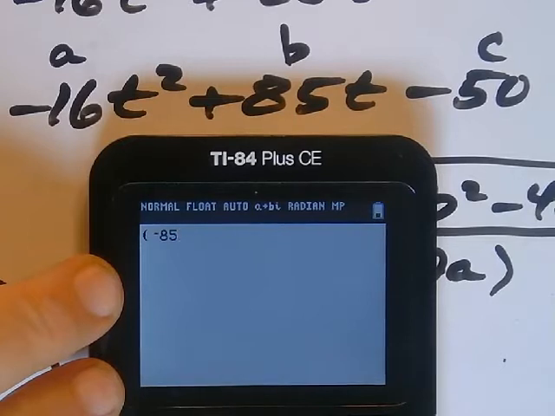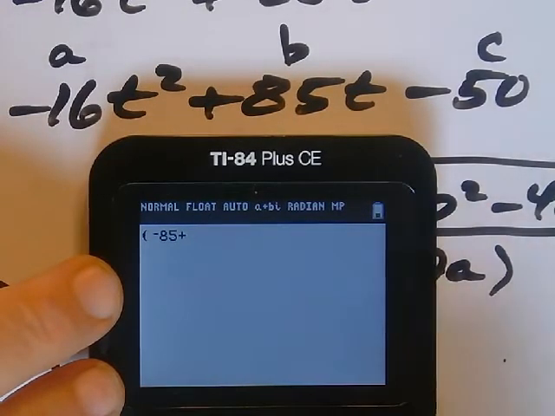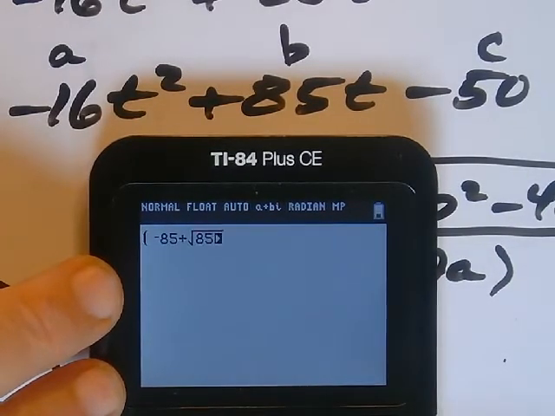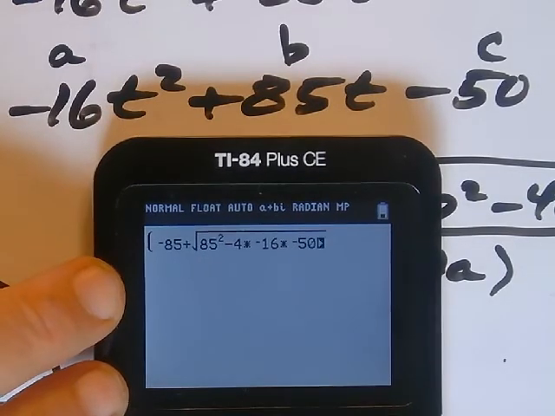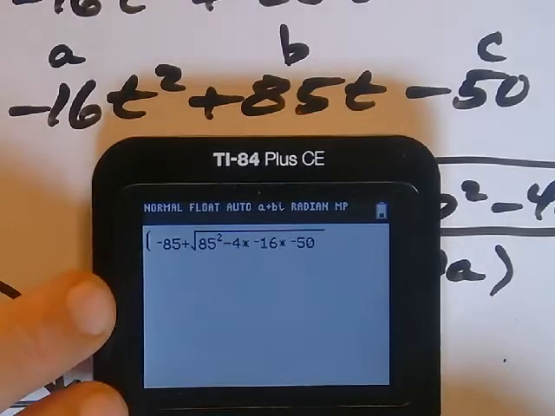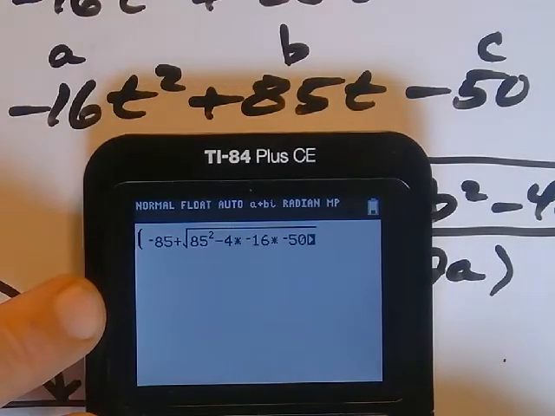Plus or minus, well, we're going to do one at a time. So here's the plus sign. The square root of b squared. Well, b is 85, so 85 squared minus, subtraction sign here, not negative sign, minus 4 times a, which is a negative 16, times c, which is a negative 50.